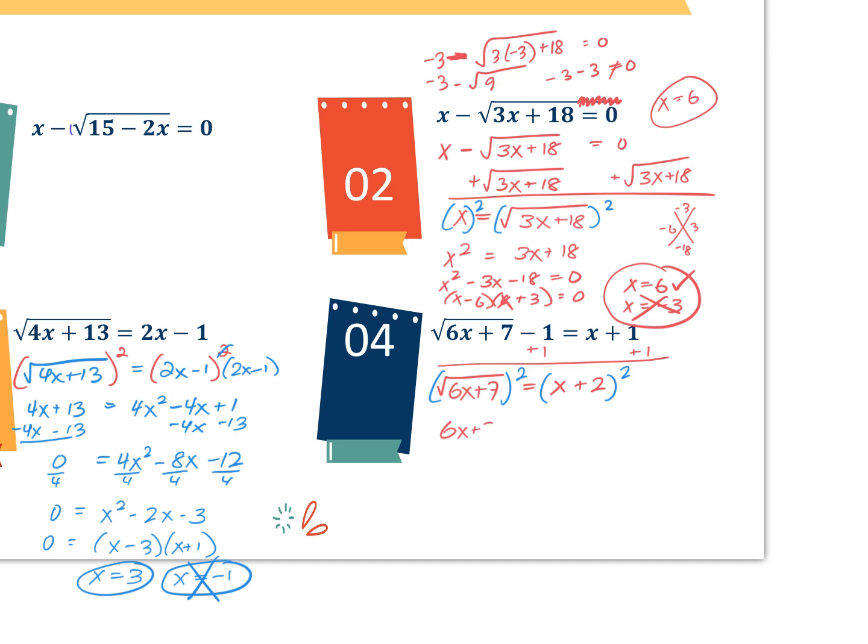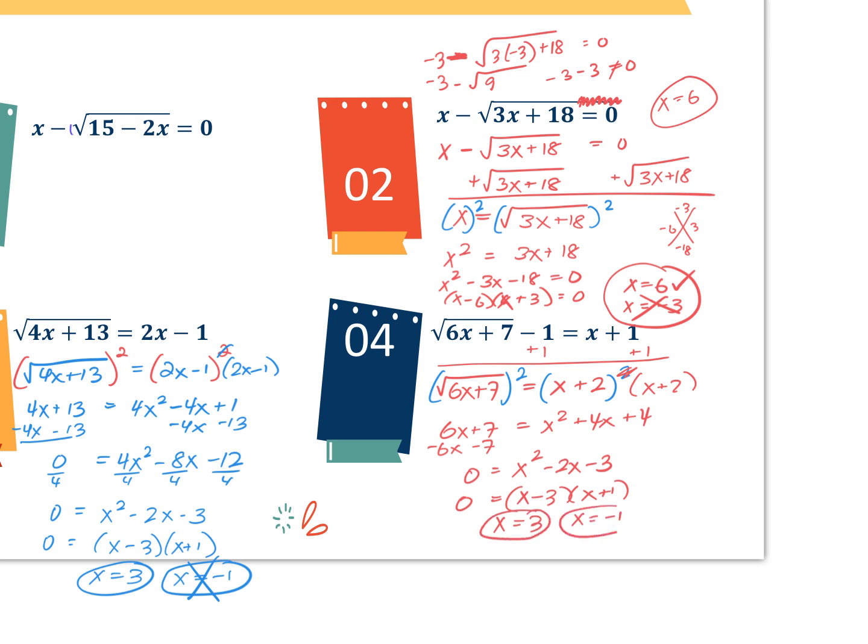I'm going to get 6x plus 7 on the left, and I'm going to do x plus 2 times x plus 2, which is going to be x squared plus 4x plus 4. Again, notice it's a quadratic, so I have to subtract 6x and 7 from both sides, and I'm going to get x squared minus 2x minus 3. And when I factor that, it's going to be x minus 3, x plus 1. And so x equals 3 and x equals -1.